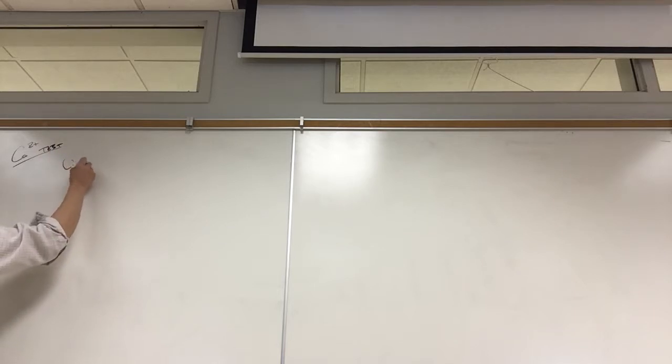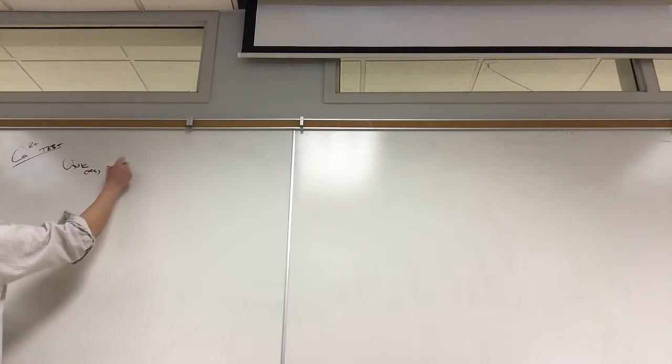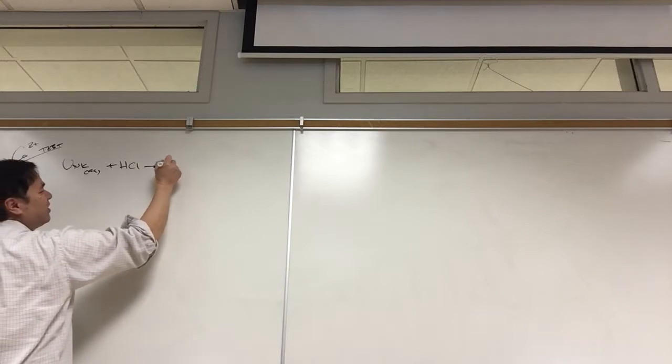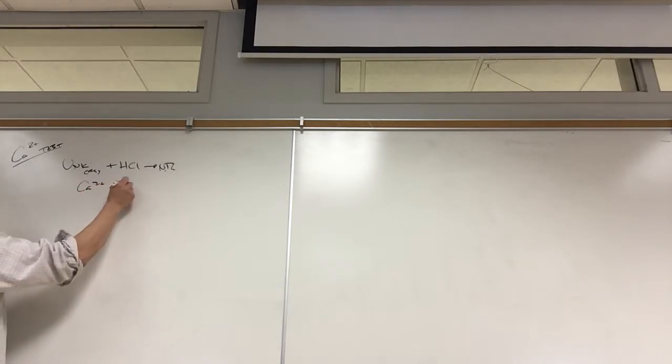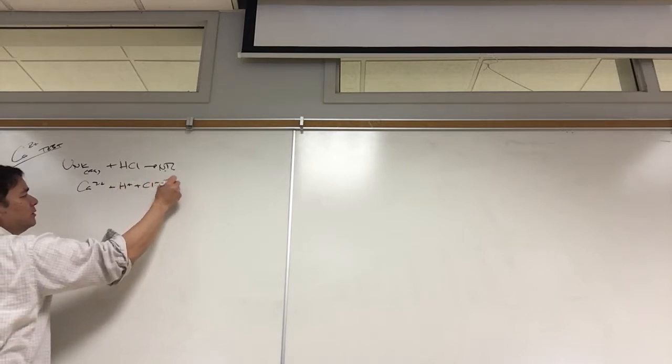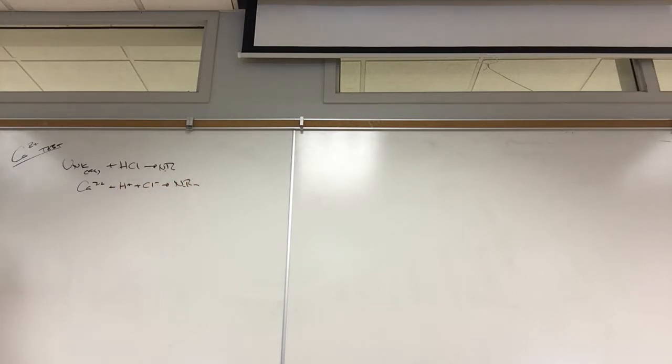So if we take our original unknown, and the unknown contains calcium, we add HCl, we expect NR, no reaction. Calcium ions don't really care about H plus or chloride, for that matter. That's NR.